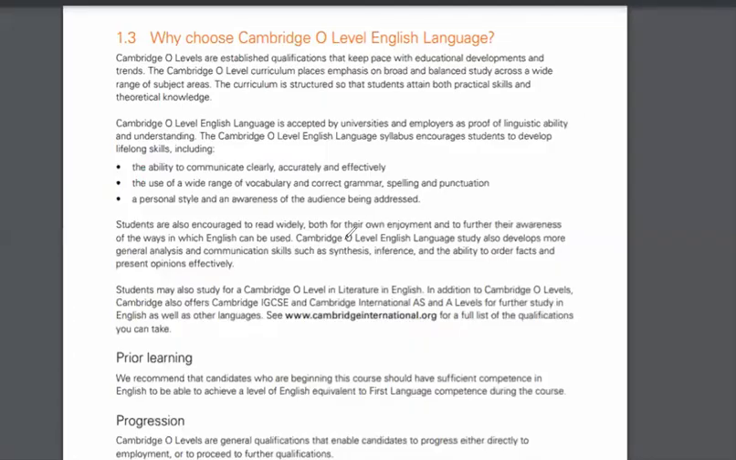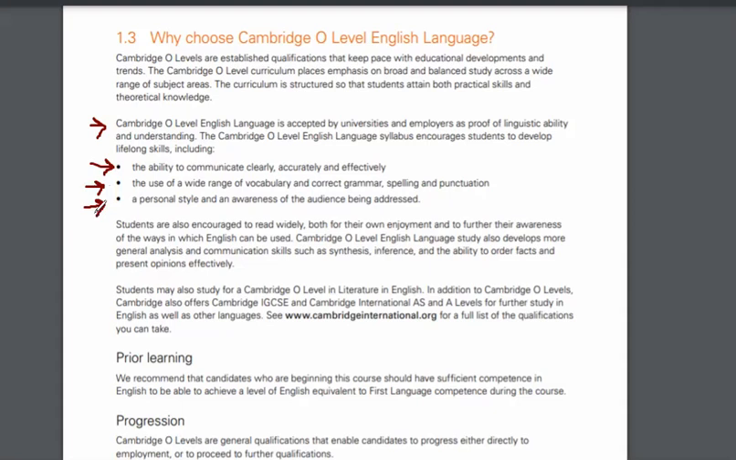Now, why choose Cambridge O level English language? Cambridge O level English language is accepted by universities and employers as proof of linguistic ability and understanding. The syllabus encourages students to develop lifelong skills, including the ability to communicate clearly, accurately, and effectively, the use of a wide range of vocabulary and correct grammar, spelling, and punctuation, a personal style, and an awareness of the audience being addressed.